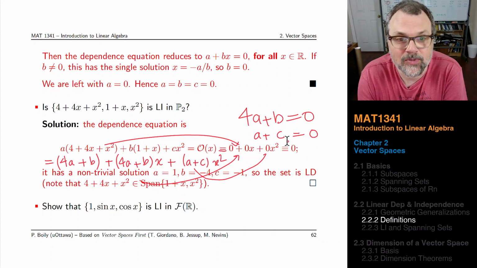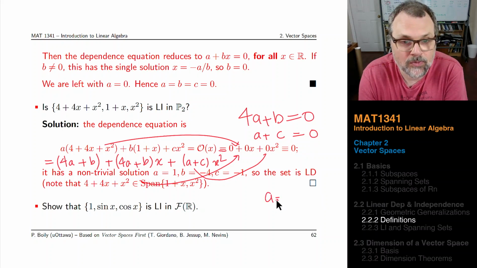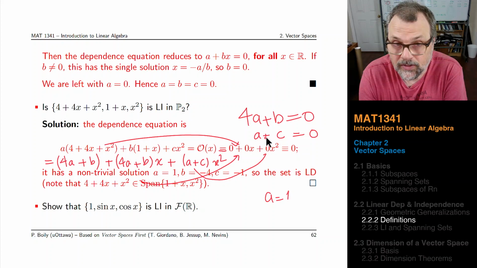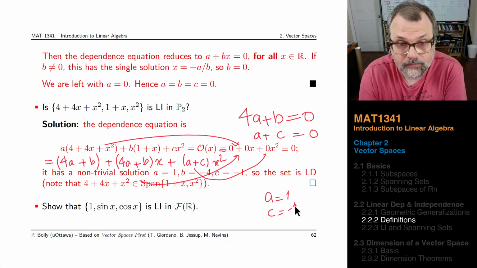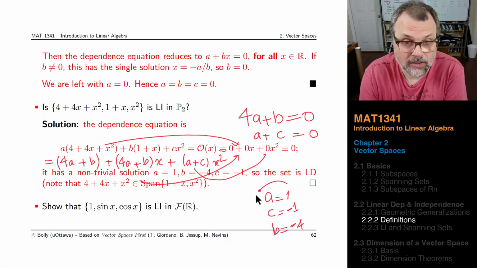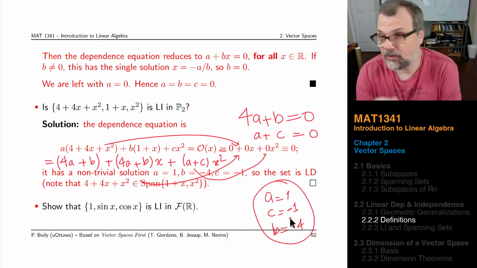I mean, a plus c has to be equal to 0. Let's pick a is equal to 1. Then c has to be equal to, well, minus 1. You don't really have a choice here, right? Send the c to the other side. And now we verify what happens with the other one. If a is equal to 1, then 4a plus b is equal to 0. So that's 4 times 1 plus b is equal to 0. So 4 plus b is equal to 0. So b has to be equal to minus 4. So there's at least one solution here that is non-trivial. At least one of these is not equal to 0.